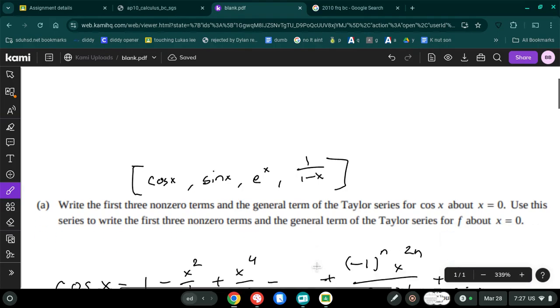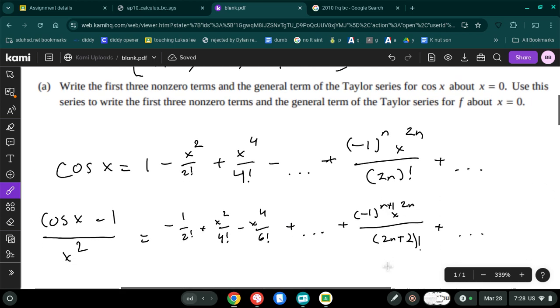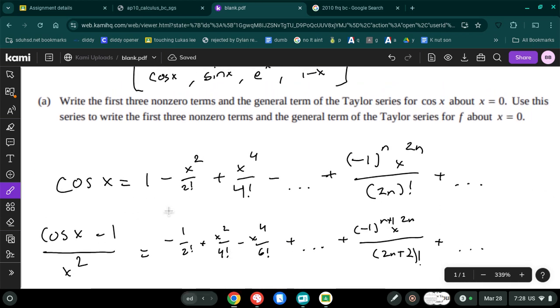Okay, so for cosine of x, I just wrote this from memory. I wrote a few terms: 1 minus x squared over 2 factorial plus x to the power 4 over 4 factorial. And then I would use this by plugging it directly into the general term, because I didn't memorize the terms myself. We have to remember that f of x is (cosine of x minus 1) over x squared when x is not equal to 0, and when x equals 0 it's negative 1 half.